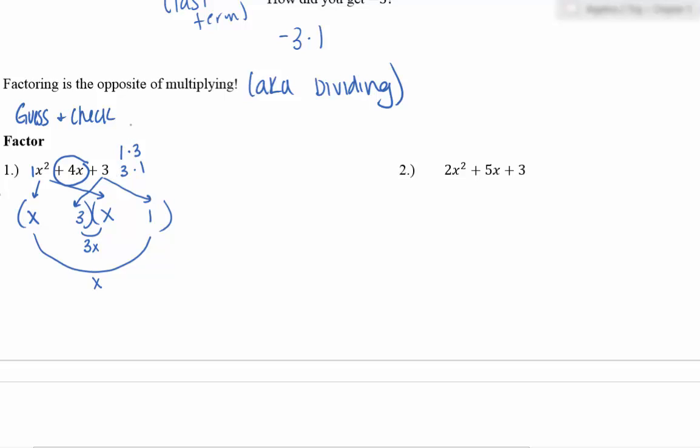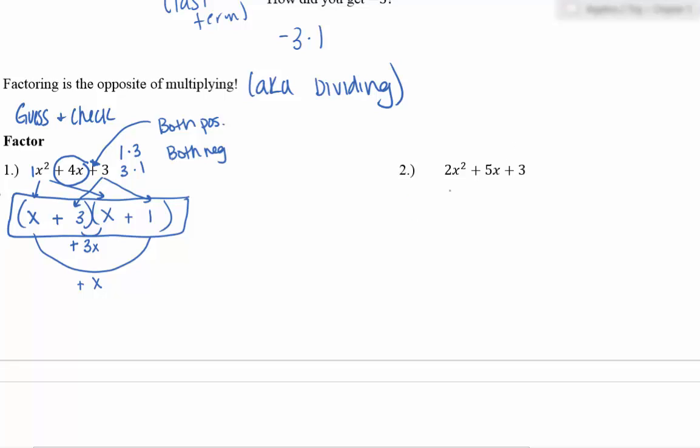Now, something I want you to notice is you're figuring out if they're positive or negative. But this 3 is positive, so that means my 1 and my 3 are either both positive or both negative, because a positive times a positive is a positive, and a negative times a negative is a positive. So if they're going to add up these middle terms to 4x, it needs to be a positive 3x plus a 1x. So we're going to say that it's going to be x plus 3 times x plus 1. It's the only way to get it to work out. So really we were looking for something that multiplied to 3 and added to 4. And we got 3 and 1.